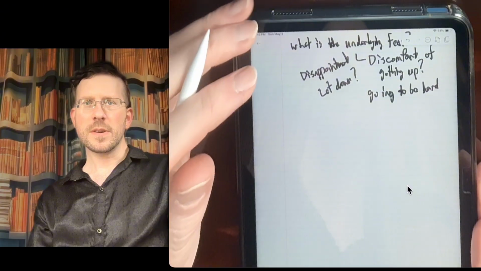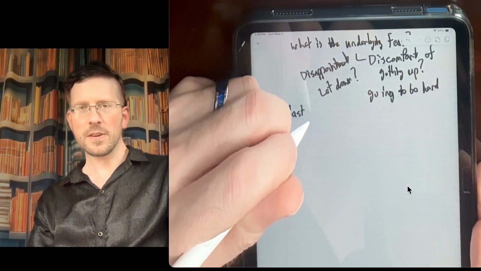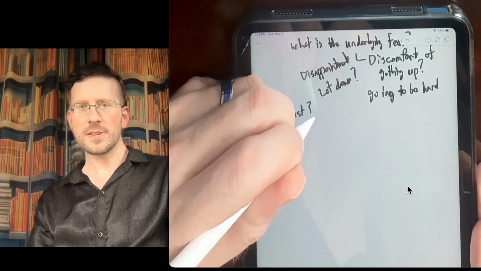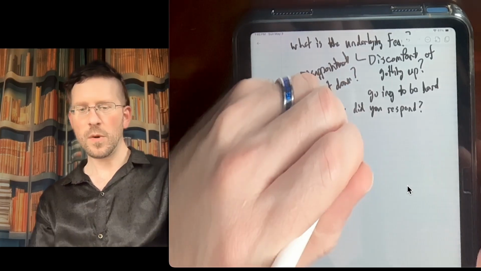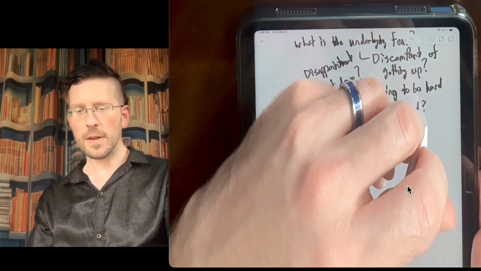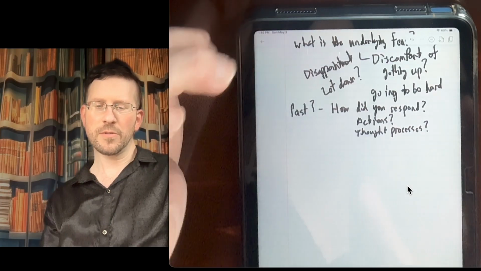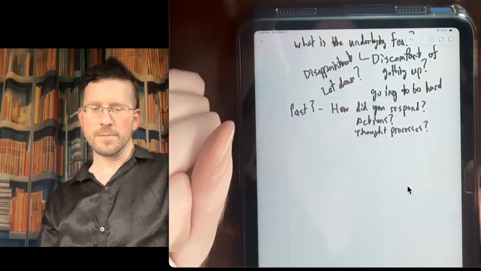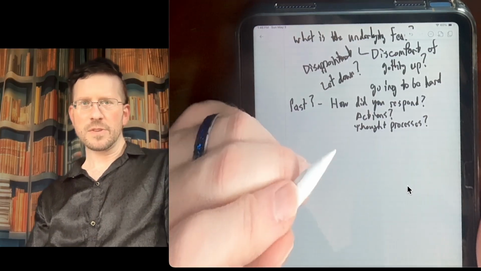Okay, and so then if this was the past, if you're reflecting on how you handled a past situation, then you might write about how did you respond? What were your actions? What were your thought processes? Like if you're writing about a past time that you were stuck in this place of low motivation, for instance, or whatever stuck point that you're thinking about, how did you respond to it?